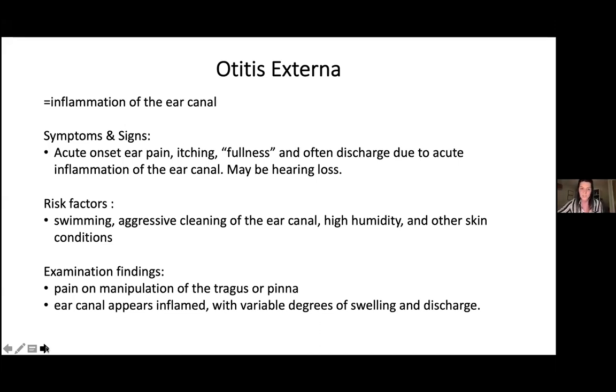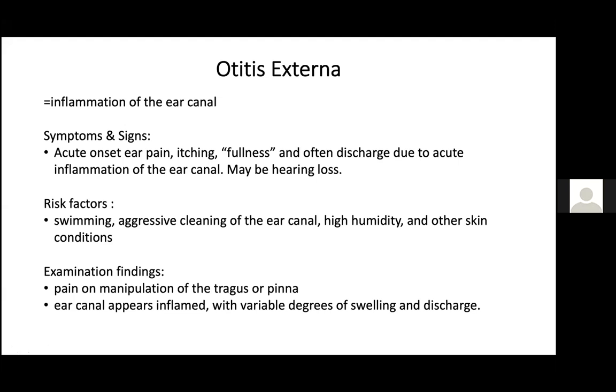Typical symptoms of otitis externa are acute onset ear pain, often with an itching sensation. And people often describe it as a fullness. Sometimes people can have hearing difficulty due to the swelling. And it typically occurs after contact with water. So it's sometimes nicknamed swimmer's ear. And it's also quite common in people that aggressively clean their ear canal. So those people that are guilty of using cotton buds can quite often suffer from otitis externa.